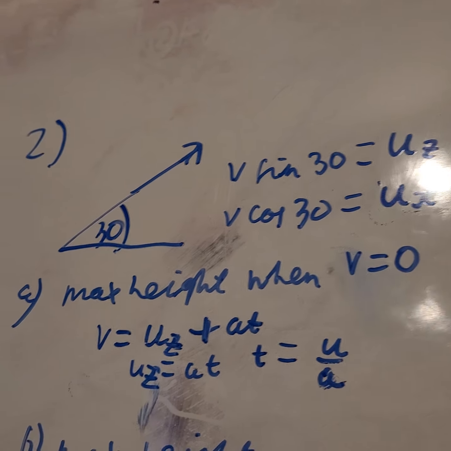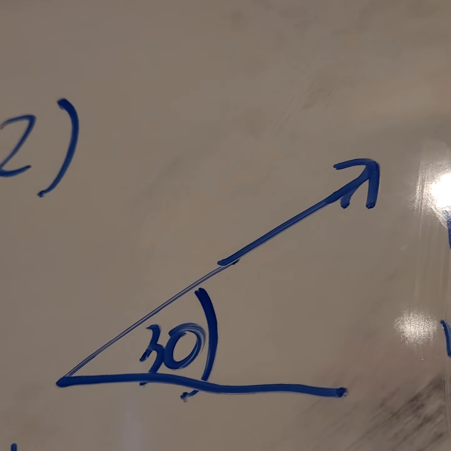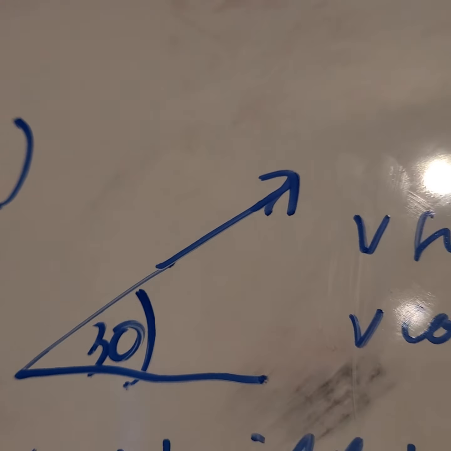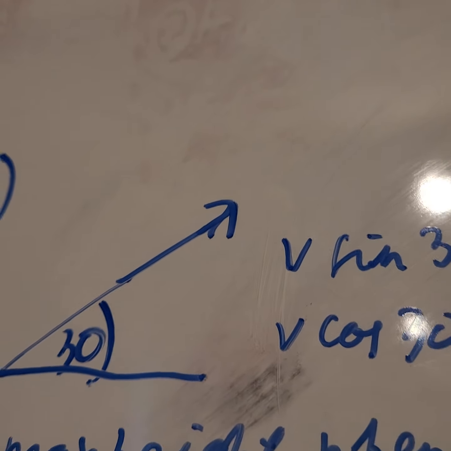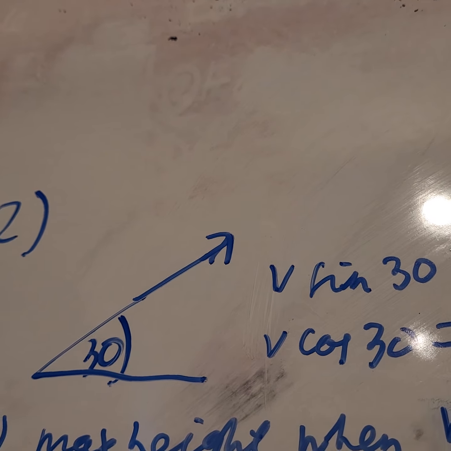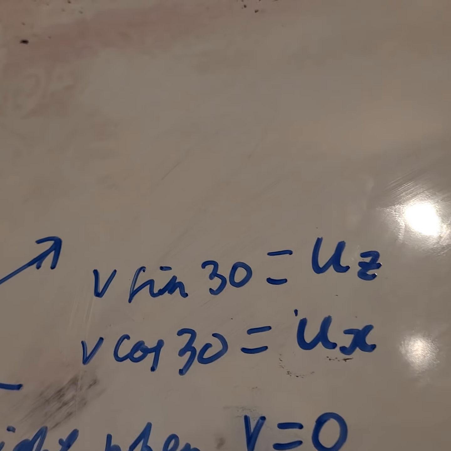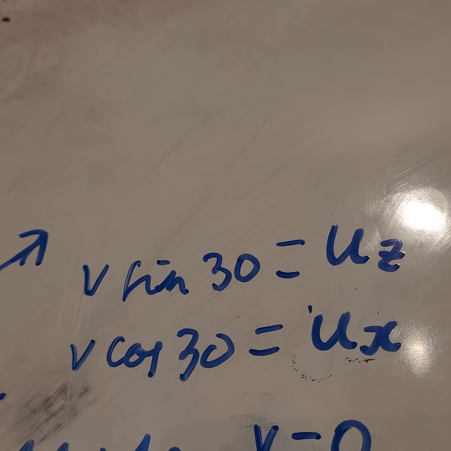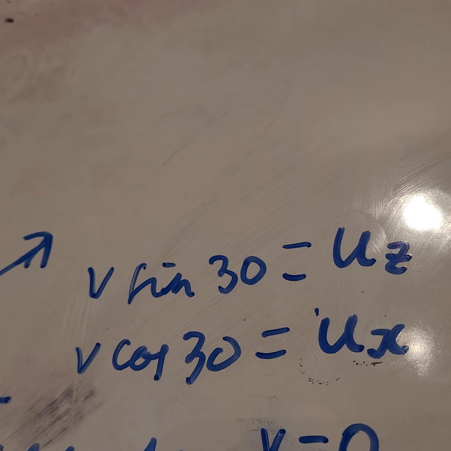So basically we draw a triangle like this with a 30-degree angle. This is a right angle triangle. So there's a vertical component and a horizontal component. The vertical component we'll call UZ and the horizontal component we'll call UX.